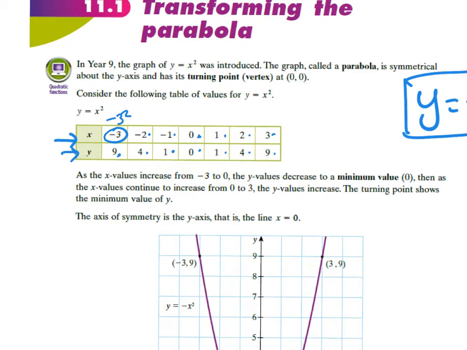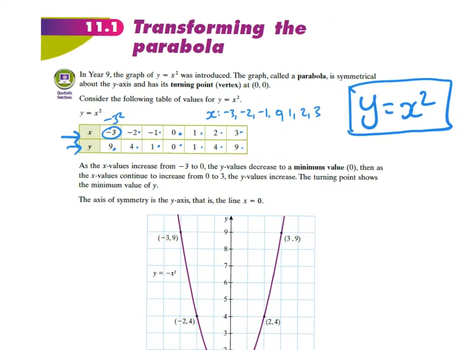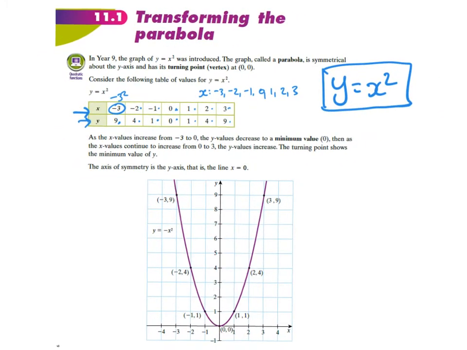So you can make a table for anything where you just put these values for x, negative 3, negative 2, negative 1, 0, 1, 2, 3, or similar. You might need a different range because they do shift, but for our basic one, we are centered around 0 for the x, which is here.